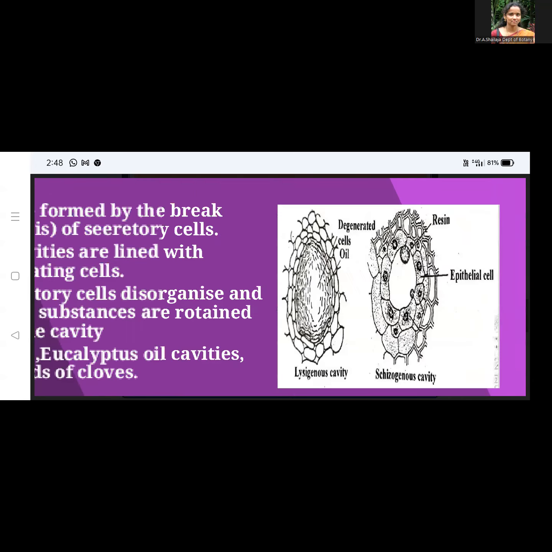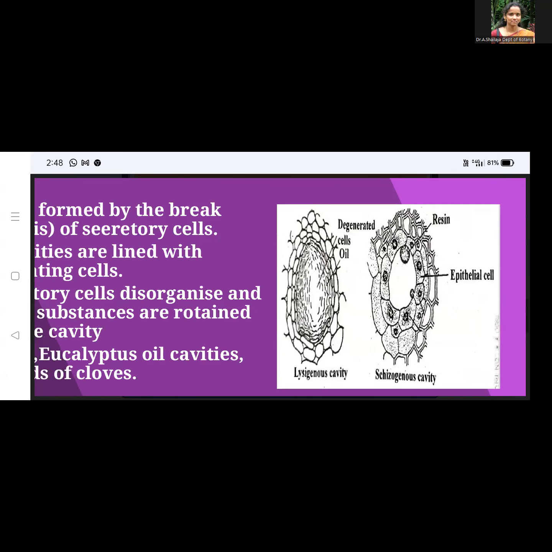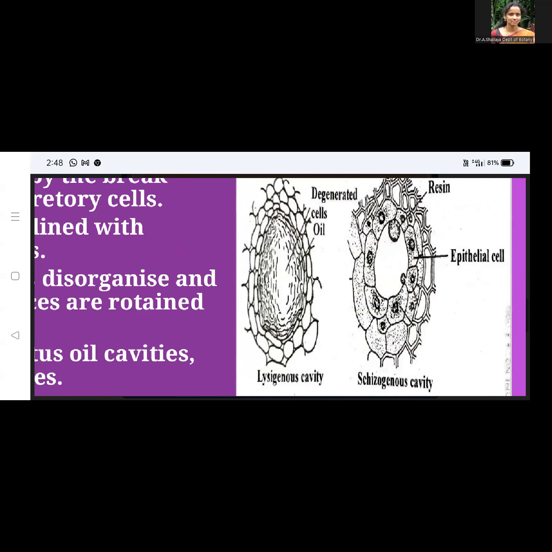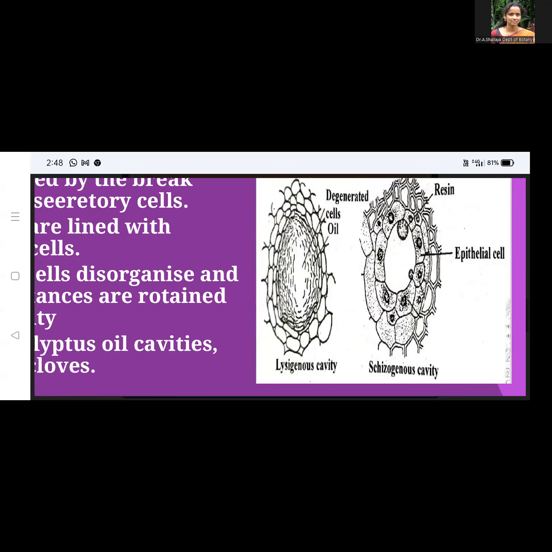The second one is the schizogenous cavity. The cavity is formed by the separation of cells from one another at the middle lamella. These cavities are lined by intact secretory cells called epithelial cells. See here in this picture, the resin epithelial cells. These epithelial cells are in turn surrounded by thick-walled sheath cells.